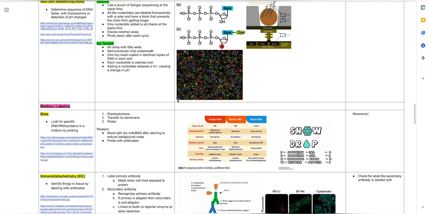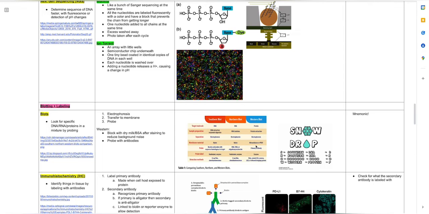Yeah, so this is a pretty easy way to remember what blot does what. The process for each of these is first electrophoresis after extracting your molecules. Then you transfer the results of your electrophoresis onto a membrane, and then you probe it with different methods. In steps 2 and 3, it's actually different for each type of blot what you do. For example, Southern and Northern blots use nylon as the membrane, and Western blots use nitrocellulose or PVDF.